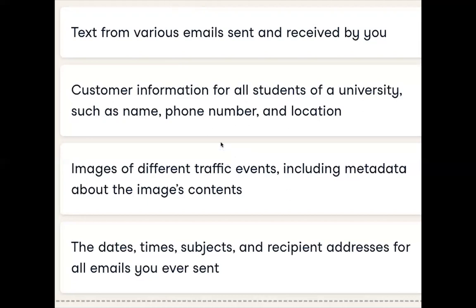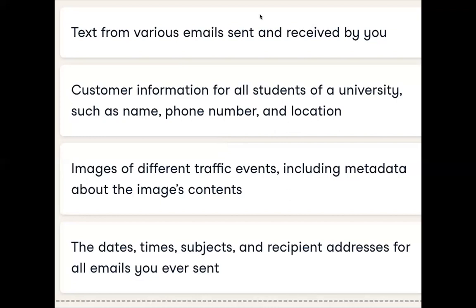Okay, very quick. Customer information for all students of a university, such as name, phone number, and location. Yes. Fast. Sir, relational database. Relational, okay. The next one. Yes, sir, please, I'll go for relational. Okay. That's great, relational database.